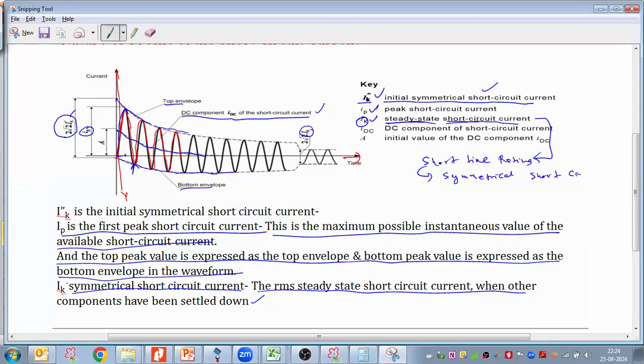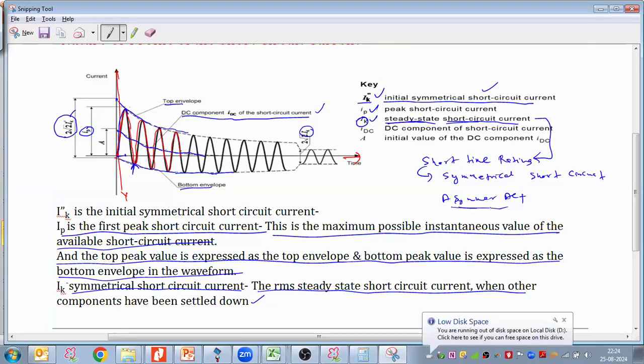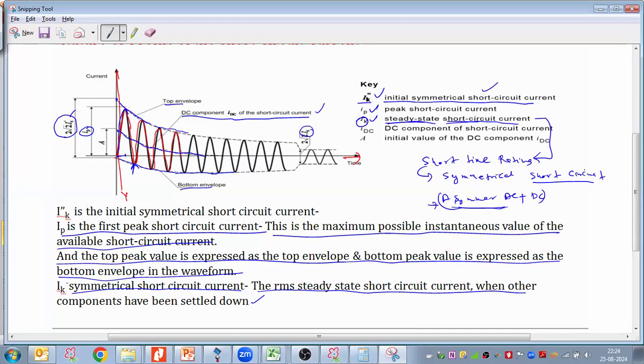We can also write asymmetrical short circuit rating. Asymmetrical short circuit rating means it has the AC plus the DC component as well, which is your asymmetrical short circuit current. So AC plus DC, that is the asymmetrical short circuit. So we are talking about the short circuit current IK, which is the RMS current, the symmetrical short circuit current when your DC component has been left.